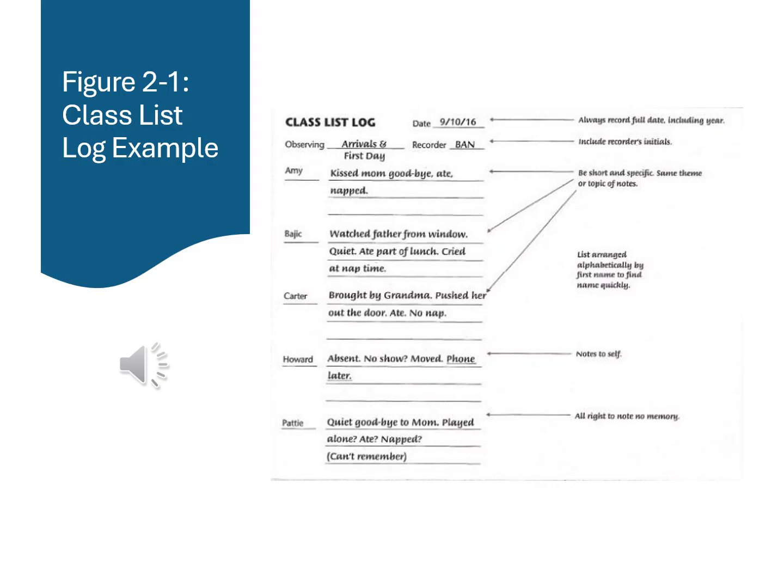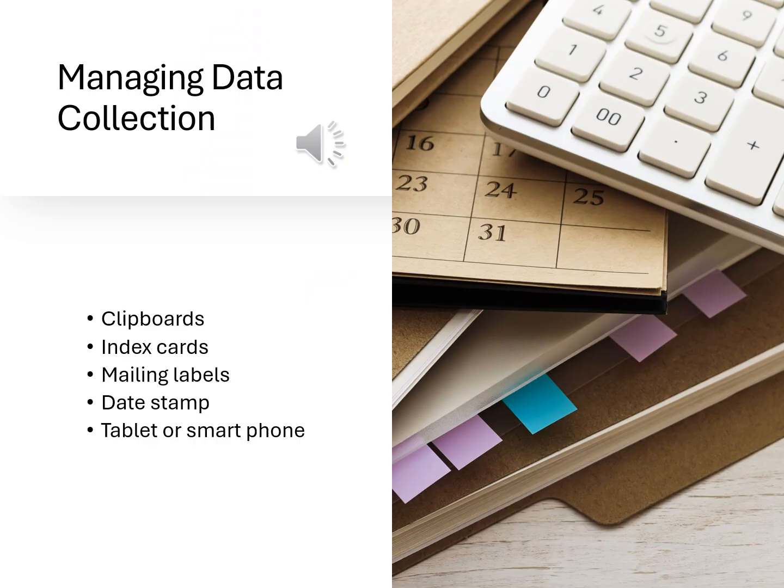So that's basically it. A class list log is pretty easy. You're just jotting down some basic notes to help you have a sense for how children are doing in the particular thing that you've decided to focus on for the day. So this is just a brief slide to talk about how we organize this kind of information.